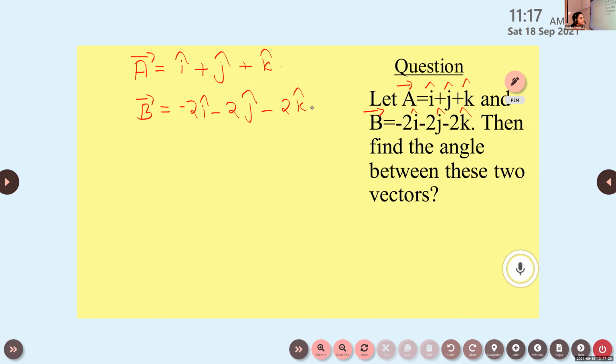Which vector multiplication can we use here in order to find out the angle between the two vectors? Is it cross product or dot product? Which vector multiplication can we use here?